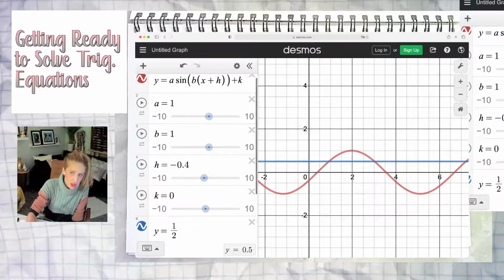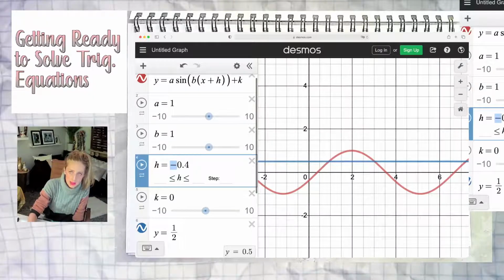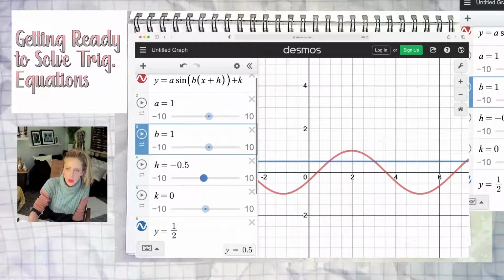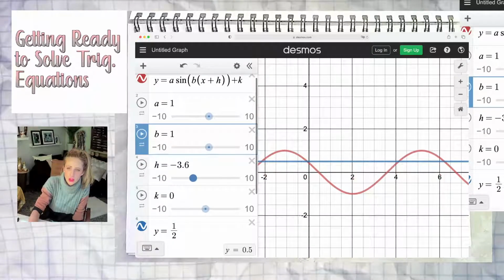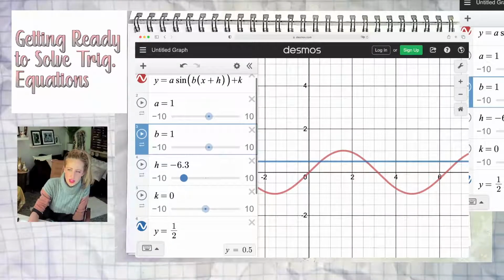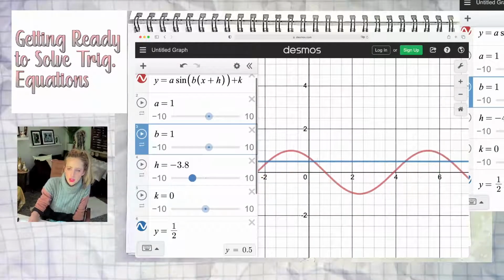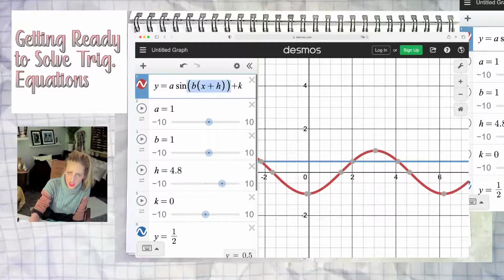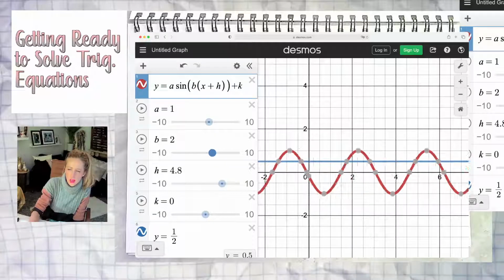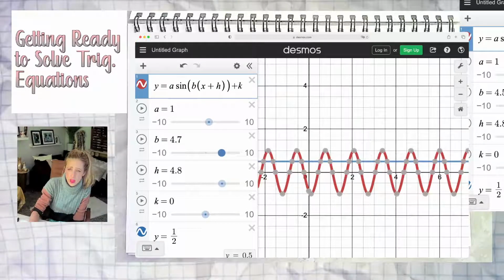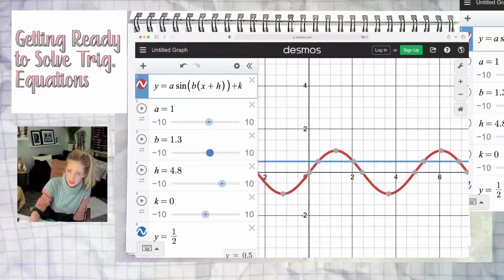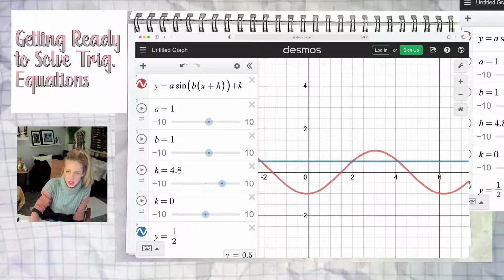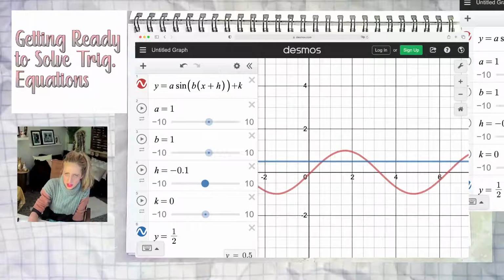So with H, when you make it minus, it actually goes to the right, and when you make it plus, it goes to the left. It's backwards. See here, I'm going negative, but it goes to the right. You see that? But when I go positive numbers, it moves to the left. So everything's backwards inside. B and H, they're backwards because when I make B bigger, it makes the graph smaller. When I make B smaller, it makes it bigger. A little crazy there. So I'll go back to 0 because that's the original.